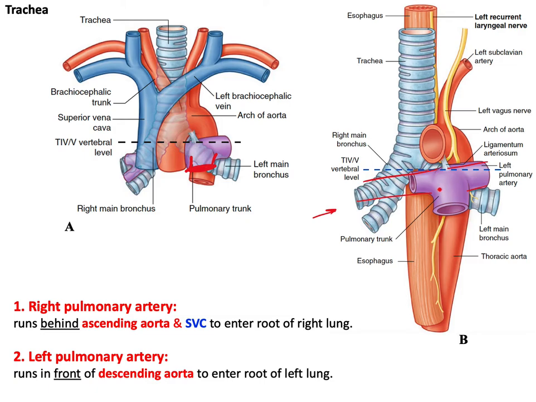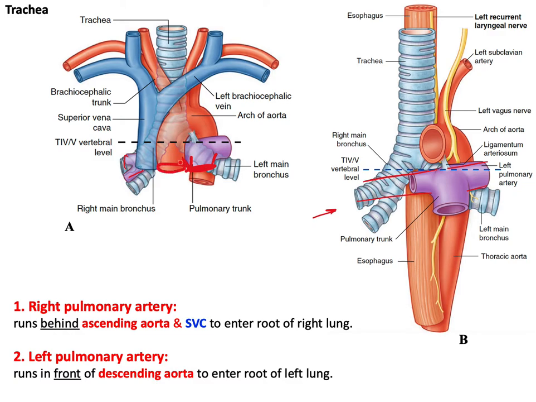So the right pulmonary artery, as you see here, is anterior to the right bronchus, while the pulmonary trunk and the left pulmonary artery are anterior to the left. Yes, that means the most posterior are the bronchi. Okay, now you have to know that the left pulmonary artery is anterior to the bronchus, but it's posterior to two great vessels, which is very important.